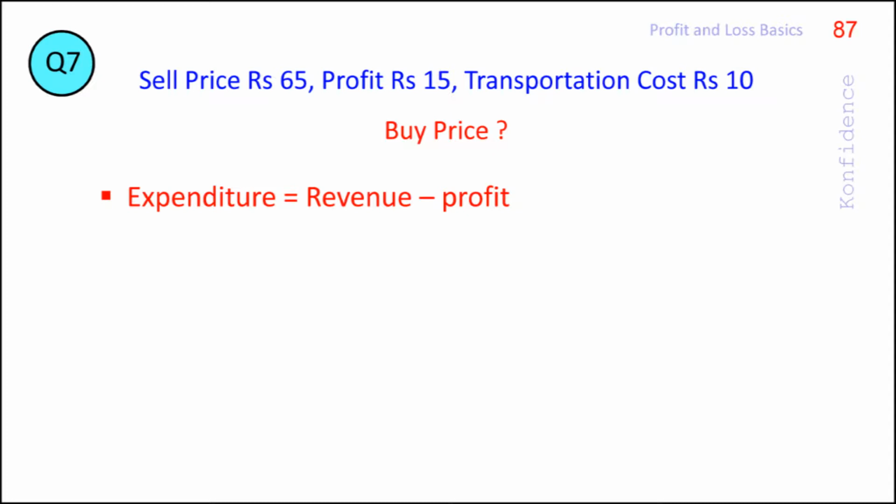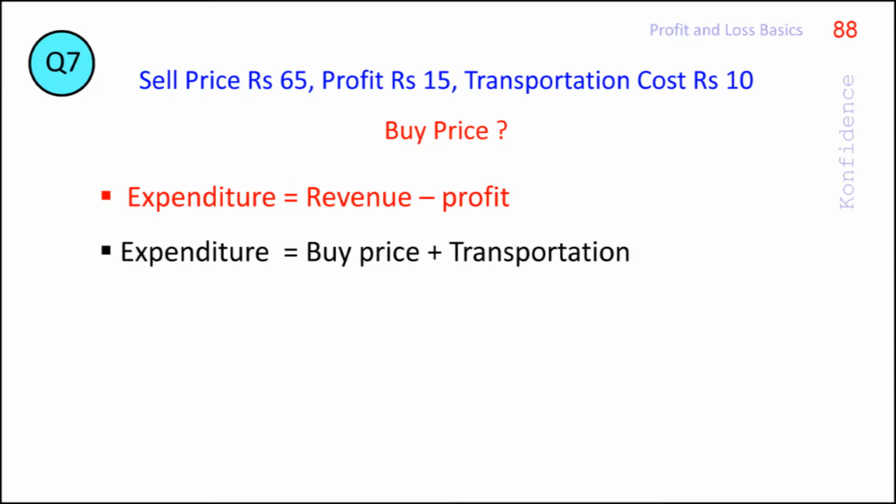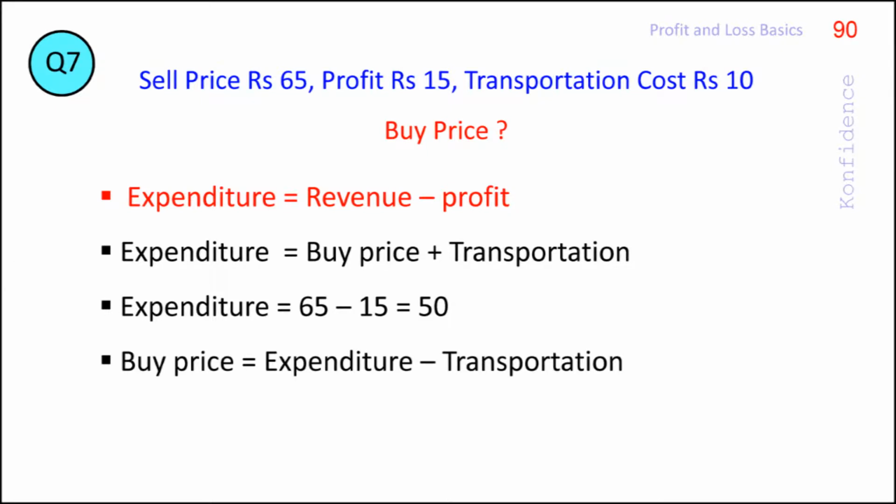Expenditure is what goes out as cash from the pocket. So, it will be sum of buy price and transportation. Assuming transportation is to be done by the seller, expenditure equals rupees 50. Transportation equals rupees 10. So, buy price is equal to rupees 50 minus rupees 10, that is equal to rupees 40, because expenditure includes both buy price and transportation.